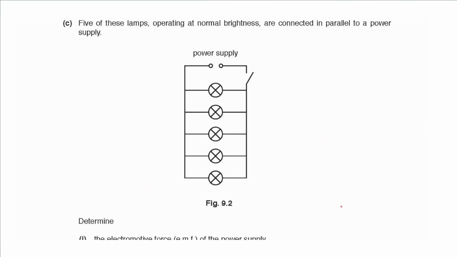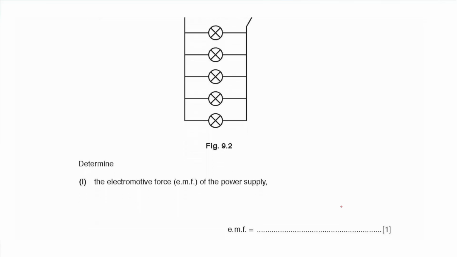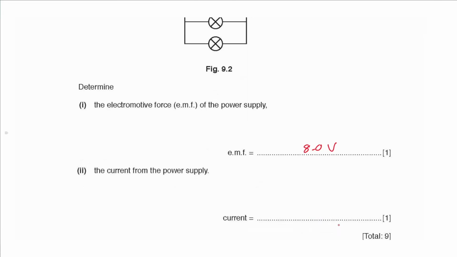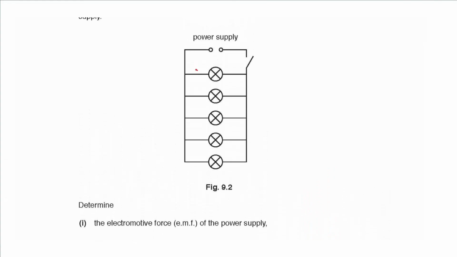Part C says 5 of these lamps operating at normal brightness are connected in parallel to a power supply. For normal brightness, it needed 8 volts, so all lamps need 8 volts. Determine the electromotive force of the power supply. In parallel, the voltage does not get divided, so we need an 8 volt supply, no more. Part ii requires the current from the power supply. Now each branch of these will have a current of 0.72 at 8 volts, and we have 5 of them, and the 5 currents will join together to go through the supply or come from the supply.